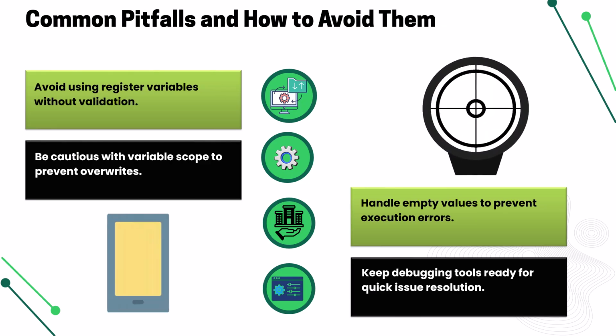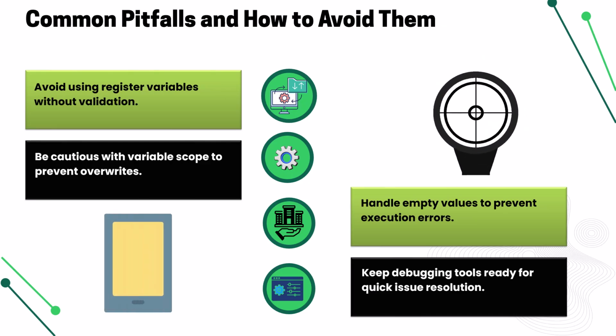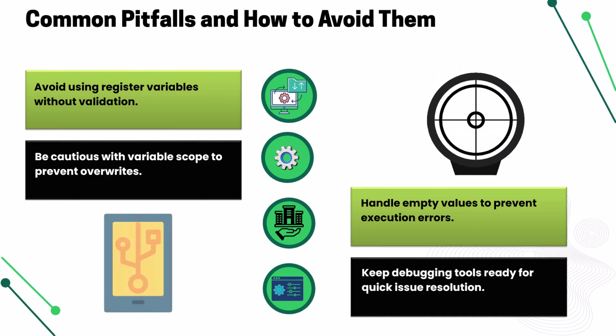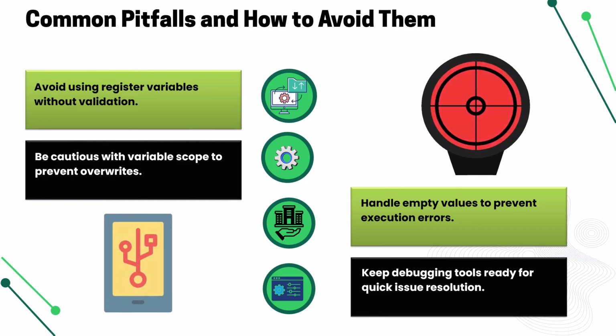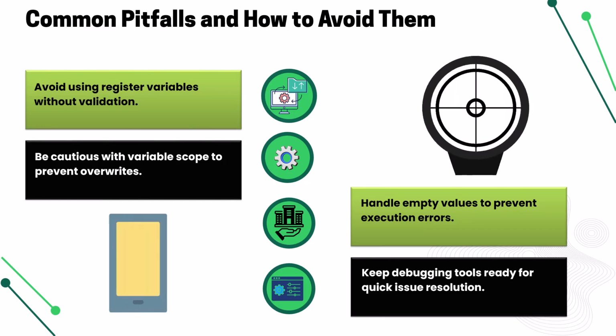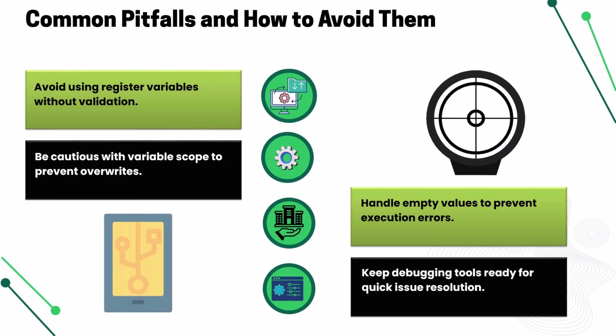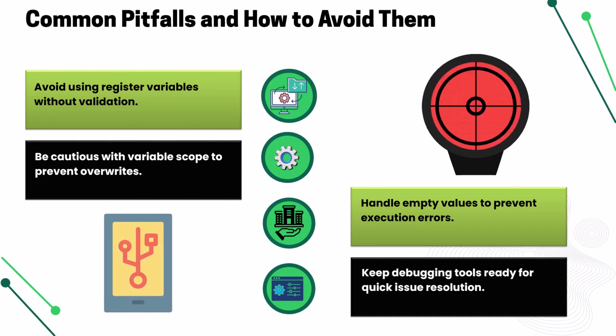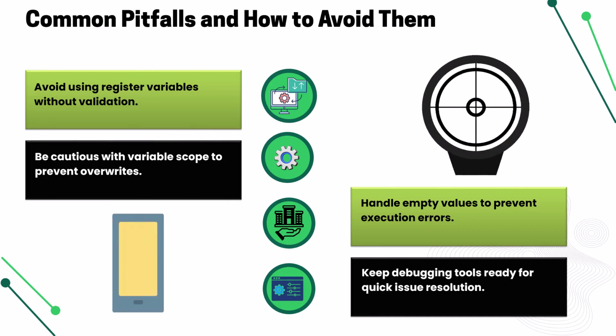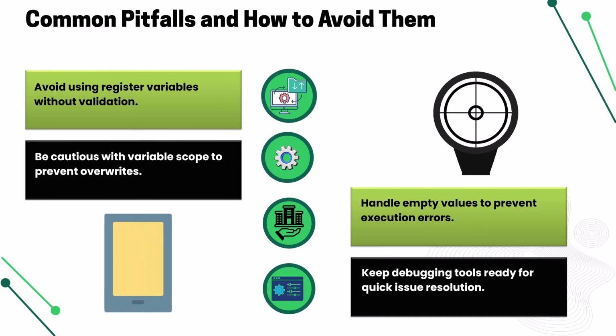Mistakes happen, but let's avoid the most common ones. Forgetting to validate register variables can lead to surprises, and not the fun kind. Overriding variables accidentally. That's a recipe for chaos. Empty values can trip you up, so handle them properly. And always keep debugging tools handy, because even experts need a safety net.